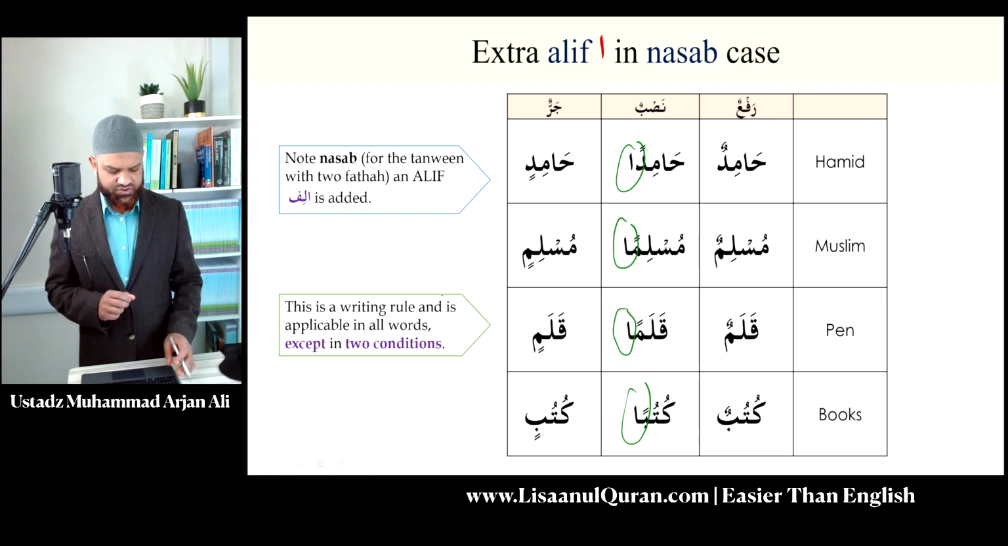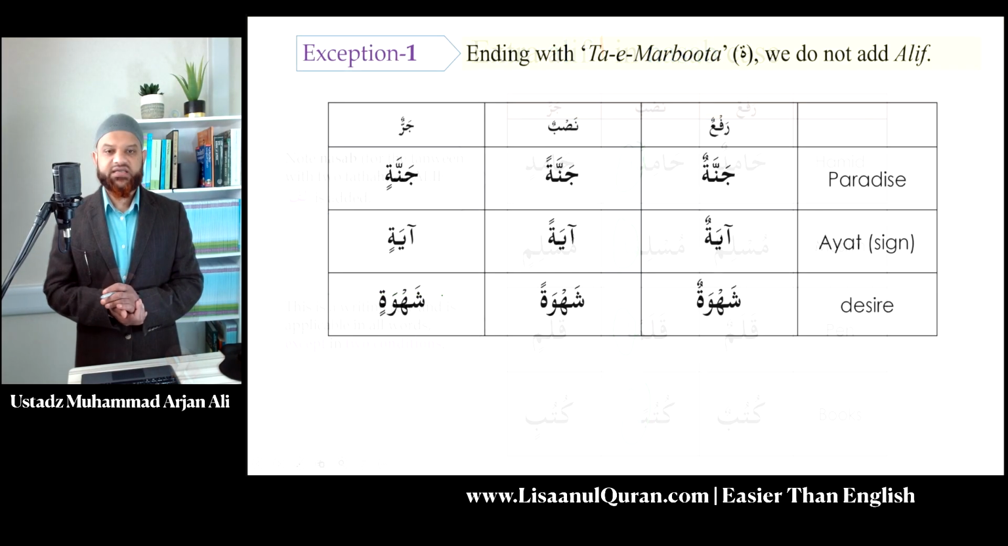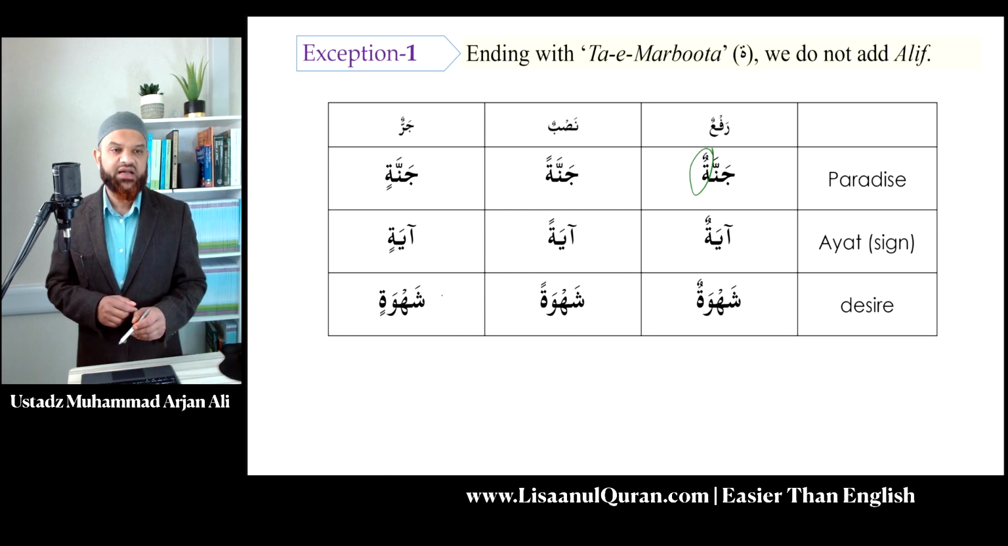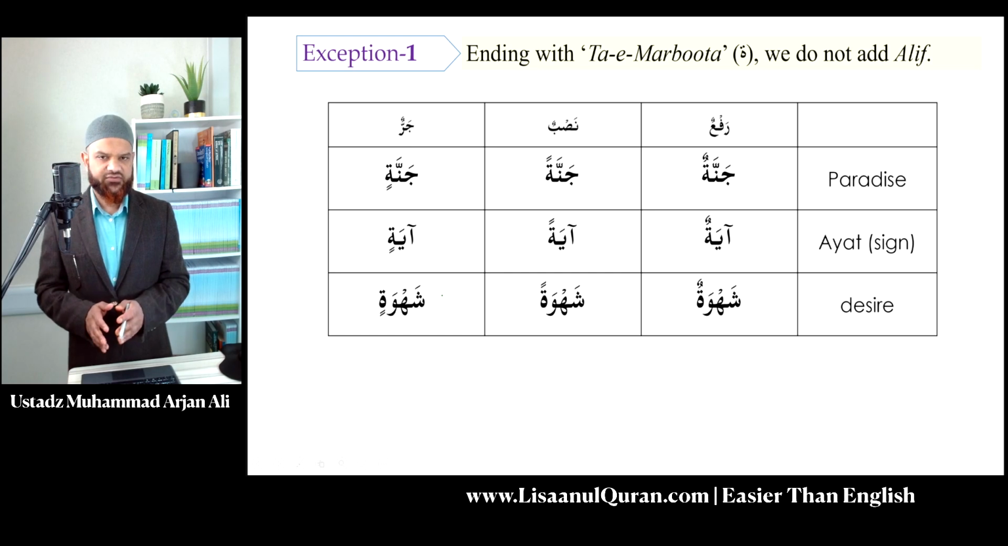There are 2 exceptions where that does not happen. Exception number 1 will be when the word ends with the round ta. Do you remember the round ta? We mentioned it many times. Ta marbuta. If a word ends with that and it is from the fully flexible category, it will not need an extra alif. Please note this.